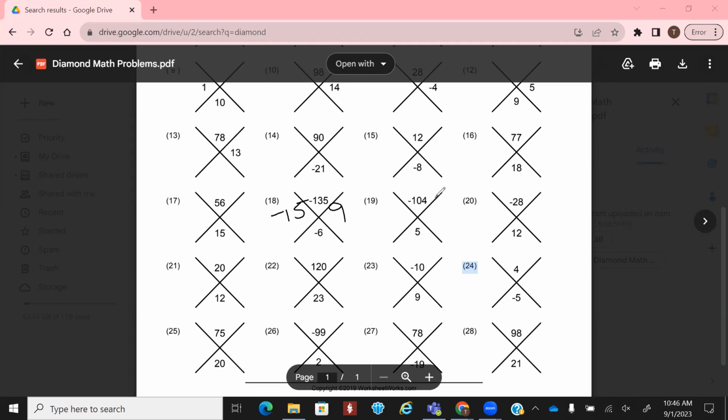What about the next one? Negative 104. 13 and negative 8. Negative 28. 14 and negative 2. Yes. Which one? Because 5 times 7 is 35. Okay. Do y'all agree or disagree?